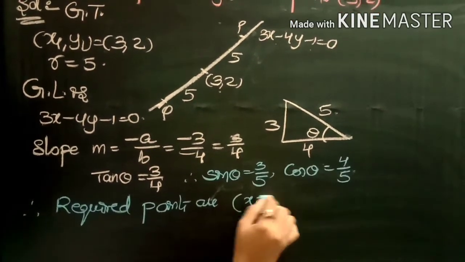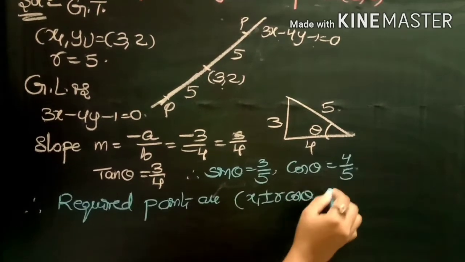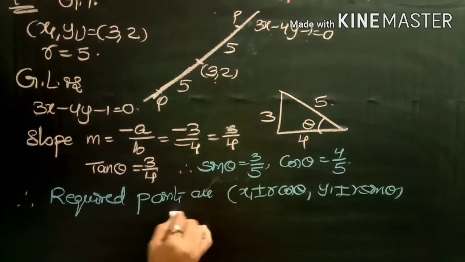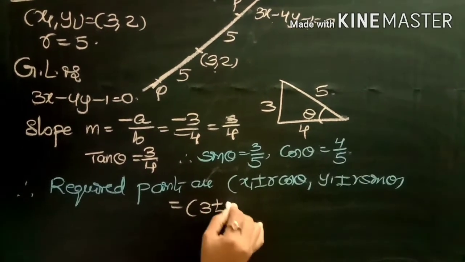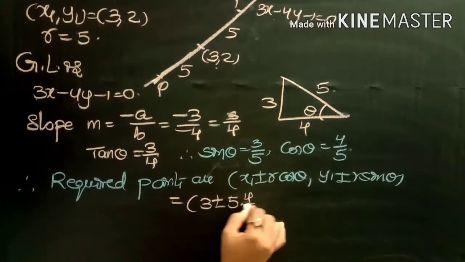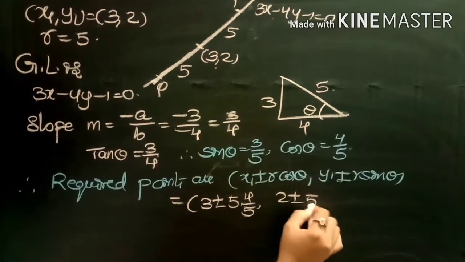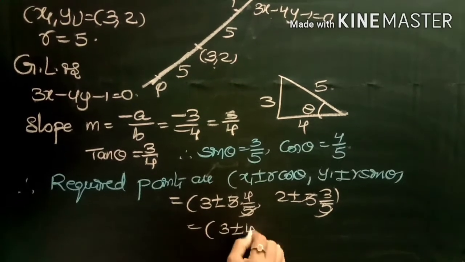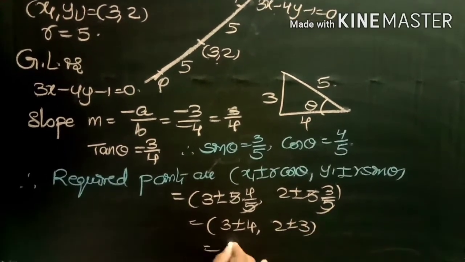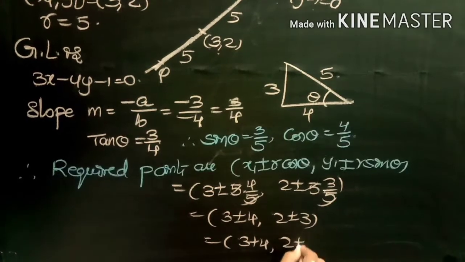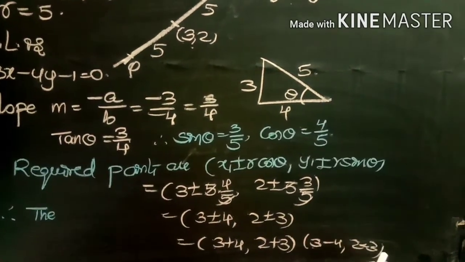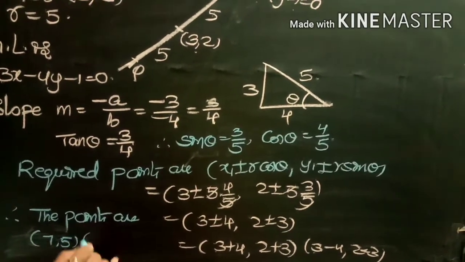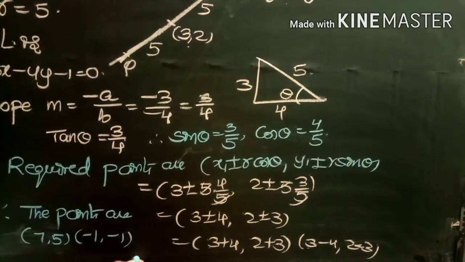Therefore the required points are, we take the formula here. The formula is x1 plus or minus r cos theta, y1 plus or minus r sin theta. Now replacing the values, 3 plus or minus 5 into cos theta, 4 by 5, and 2 plus or minus 5 into 3 by 5, and this is equal to 3 plus or minus 4, 2 plus or minus 3, which is 3 plus 4, 2 plus 3, and 3 minus 4, 2 minus 3. Therefore the points are, first point is (7, 5) and the second point is (-1, -1). That's it.